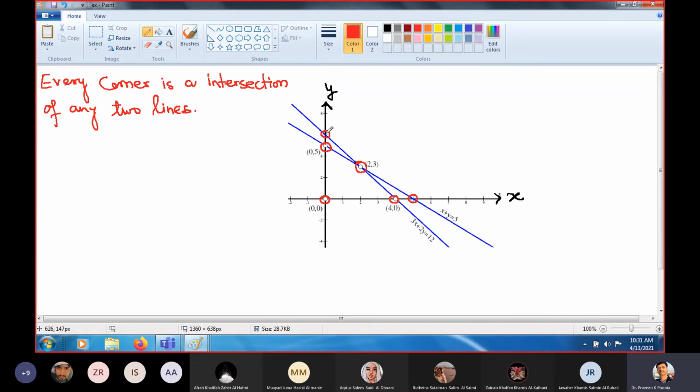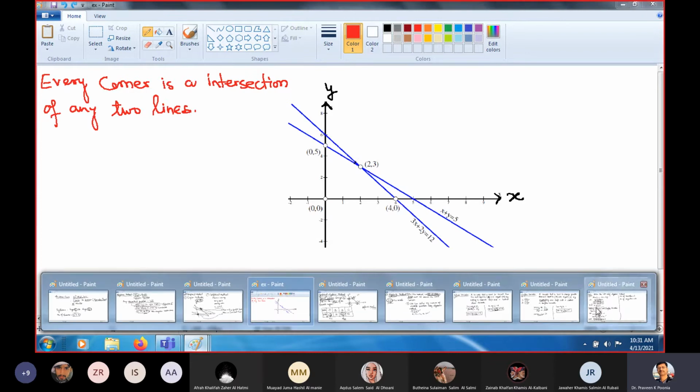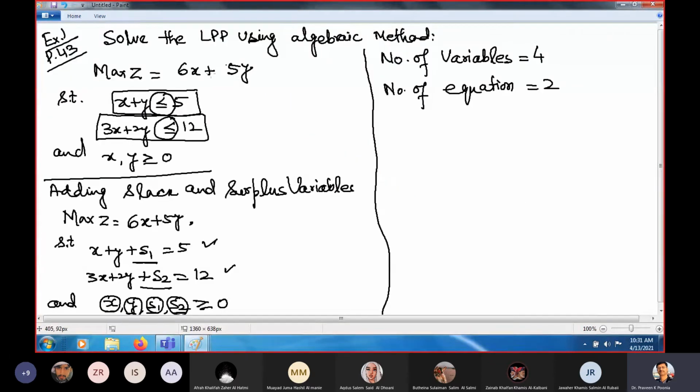6 possible corners. So how do you find that there are 6 possible corners? We can find the 6 possible corners because the graph is there. From the graph: 1, 2, 3, 4, 5, 6. But if the graph is not there, how do you find there are 6 possible corners? So my dear friends, this I'm going to explain to you.